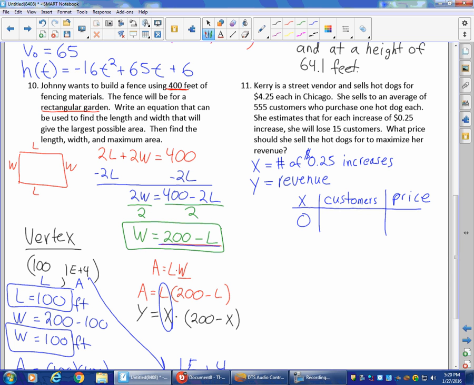Well, if she doesn't increase the price by 25 cents, then she still has her 555 customers, and the price is still $4.25. But if she increases it once, she's going to lose 15 customers. So now we have 540 customers, but the price does go up by 25 cents. We can do it one more time. So I lose 15 more customers, so it would be 525 customers, and now I make $4.75 per hot dog.